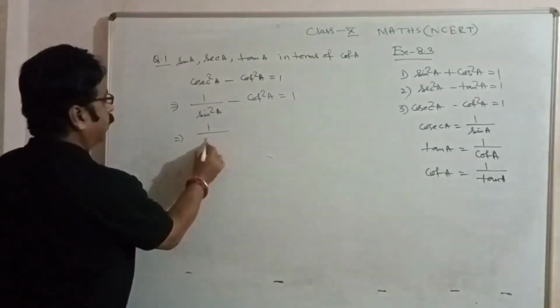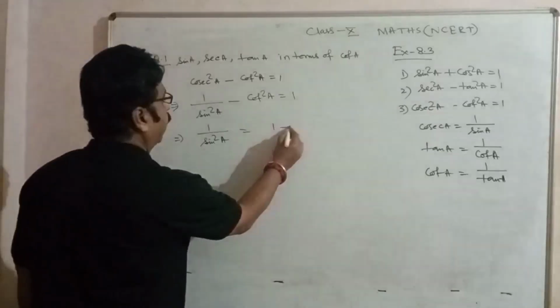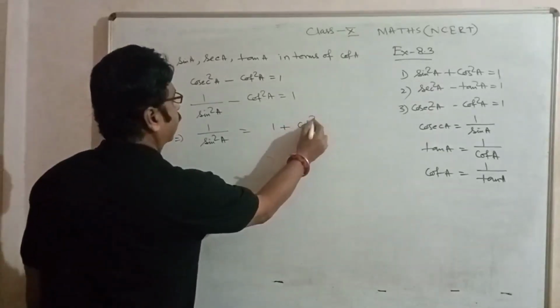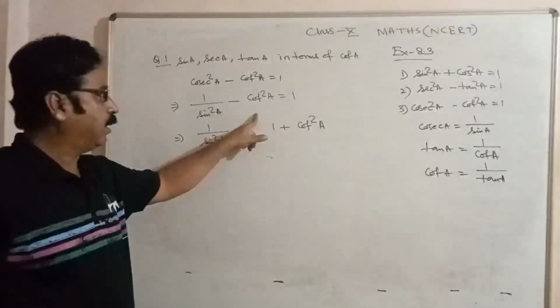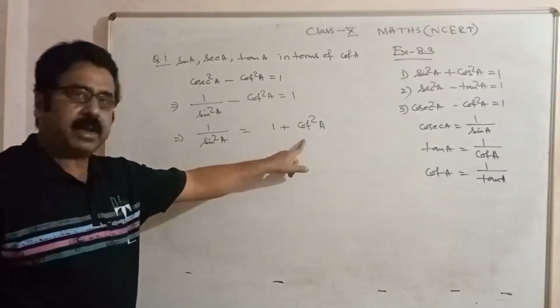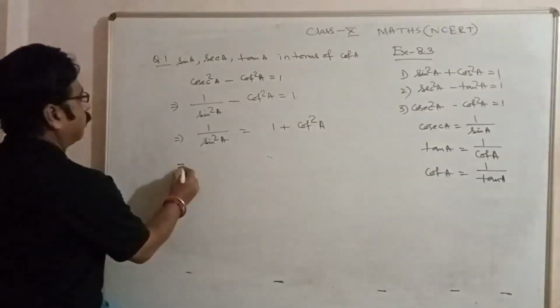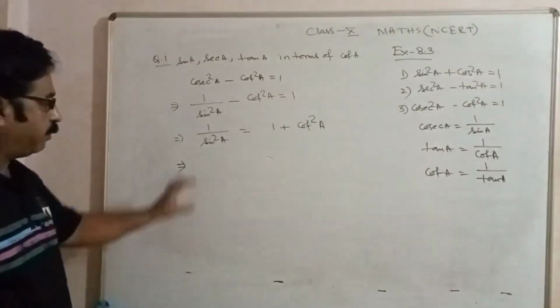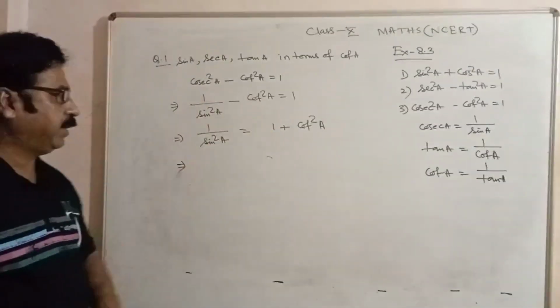1 upon sin square A equals to 1 plus cot square A. This is minus cot square A. It is going from left hand side to right hand side. It will be plus cot square A. Take the reciprocal of left hand side and right hand side.